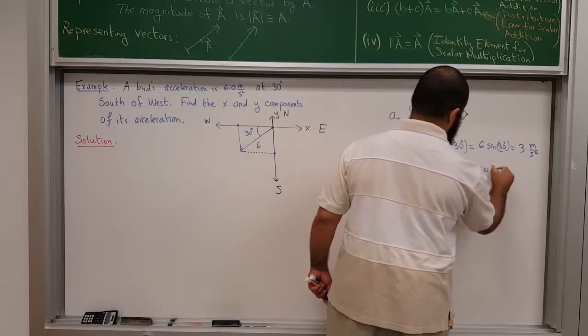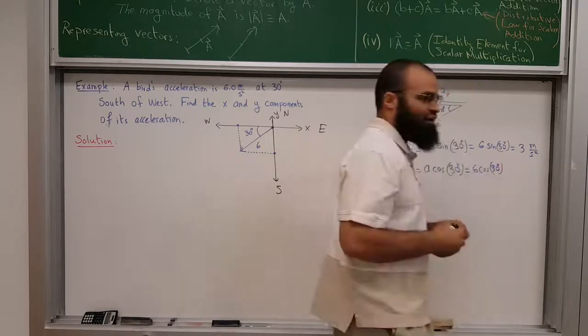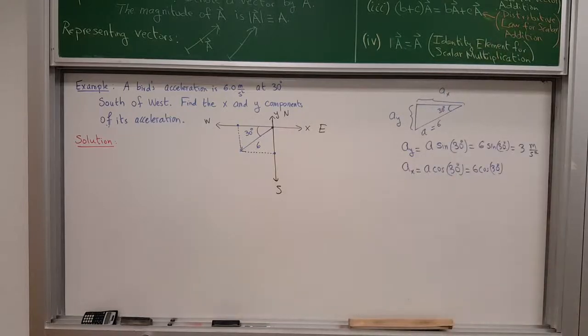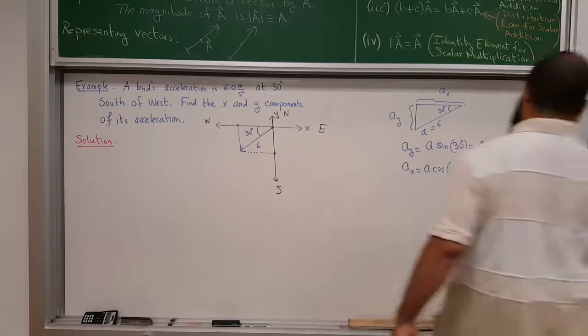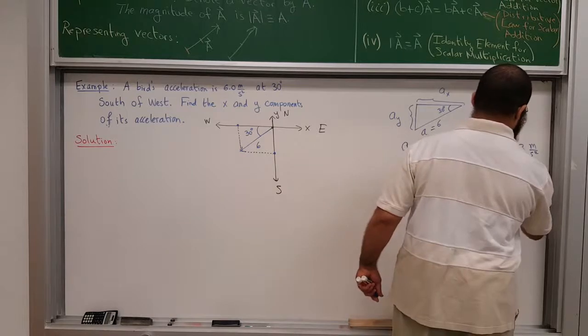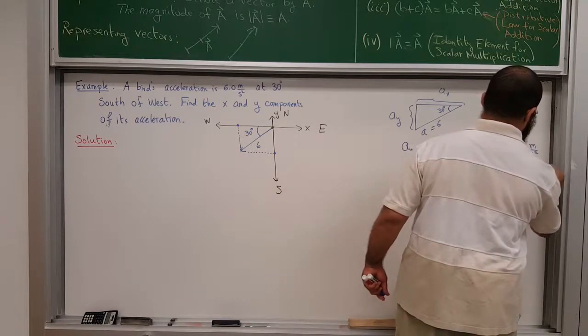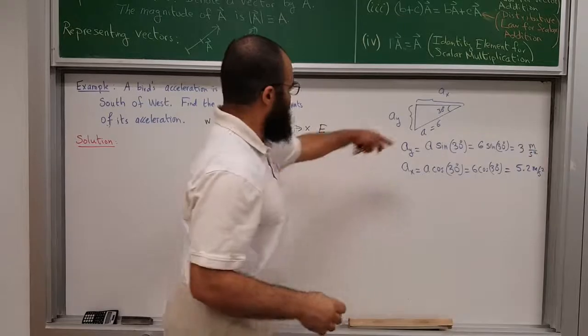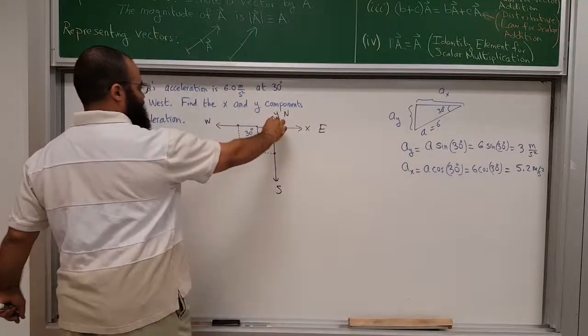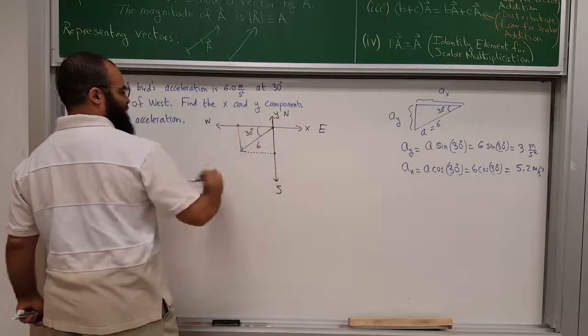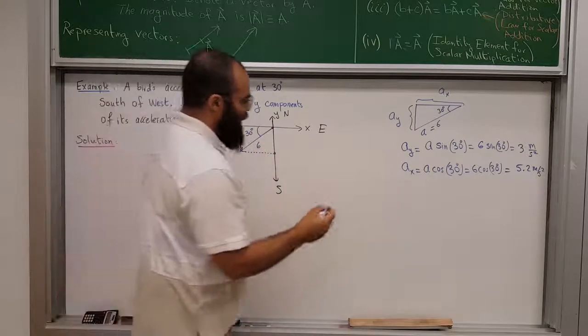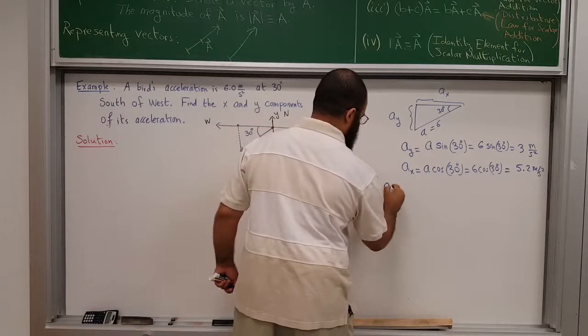The x component will be A times the cosine of 30 degrees, and so that's 6 times the cosine of 30 degrees, and that needs a calculator, so I'm going to use my calculator. It will be 5.2 meters per second squared. Those are the magnitudes. So I use this triangle. But now I know that the x component is in this direction, and the y component is this way.